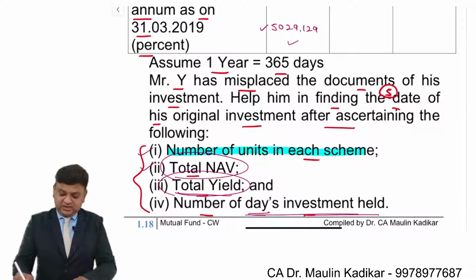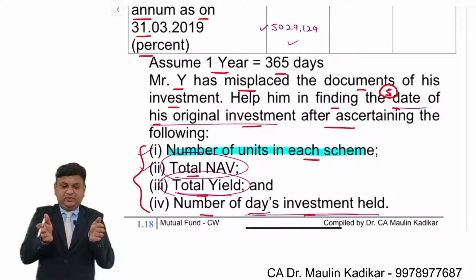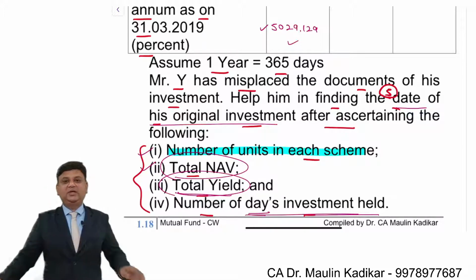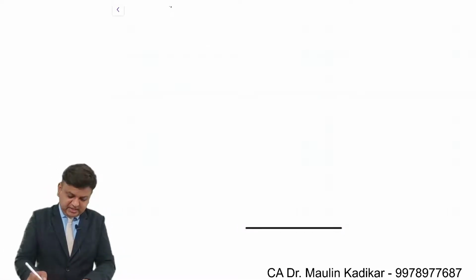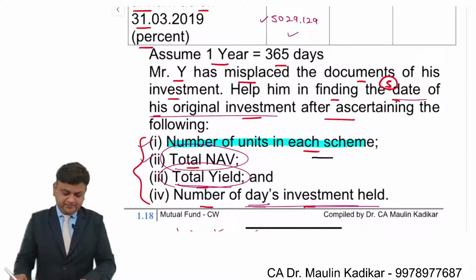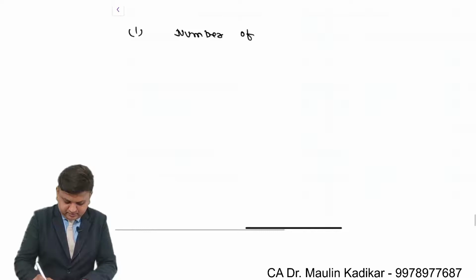And last, the date of the original investment. Whatever the number of days for which you are holding the investment will be deducted from 31st of March. And based on that, we can compute the date of investment. So let us see answer of the questions. Answer of the first question. The first question is, what is the number of units in each of the scheme? So answer is, number of units in each scheme.